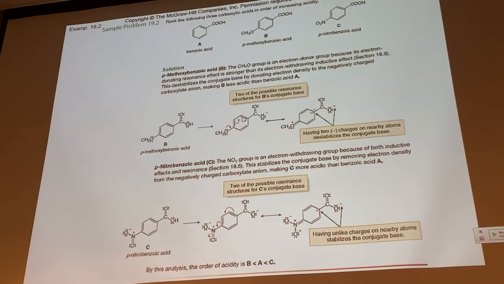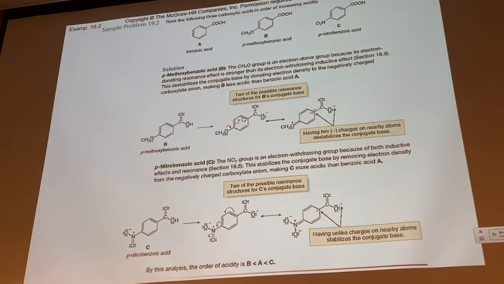These resonance structures are showing you that you can delocalize this lone pair into the benzene ring, and that gives us a negative charge in close proximity to the negative charge on the carboxylate. That's going to be bad, having those two negative charges close together, destabilizing the conjugate base, meaning that paramethoxybenzoic acid is less acidic.